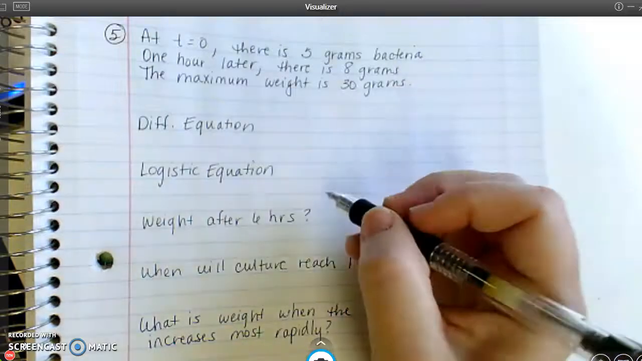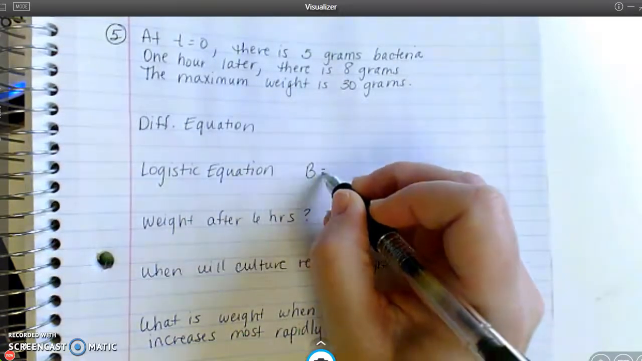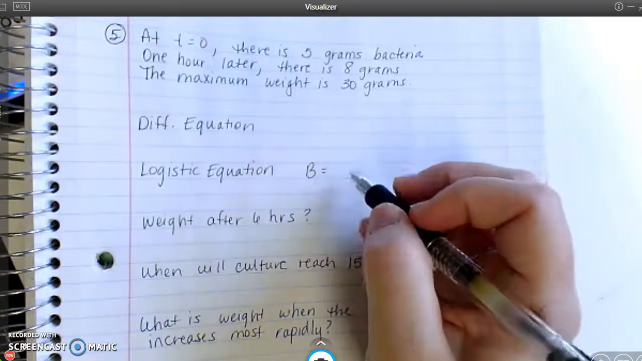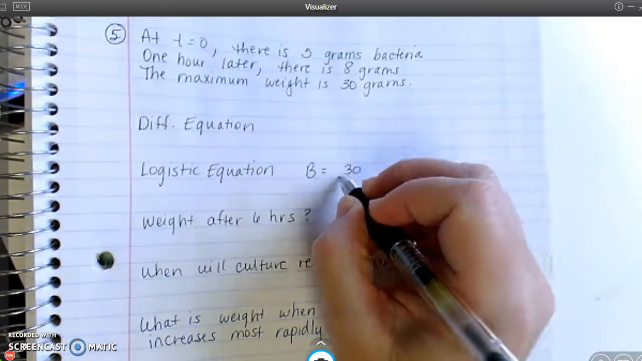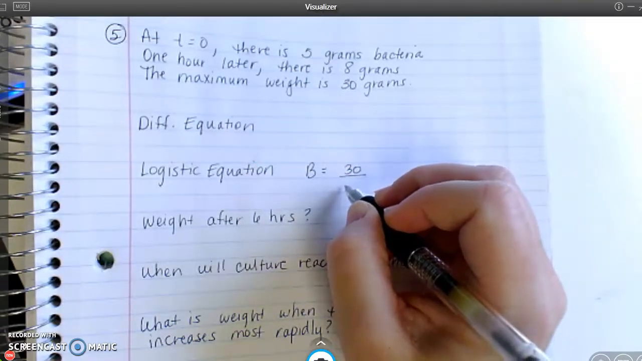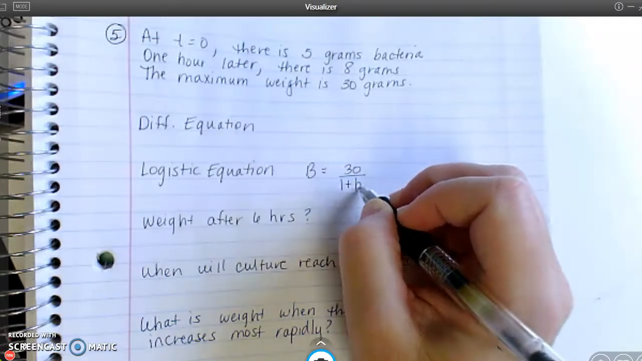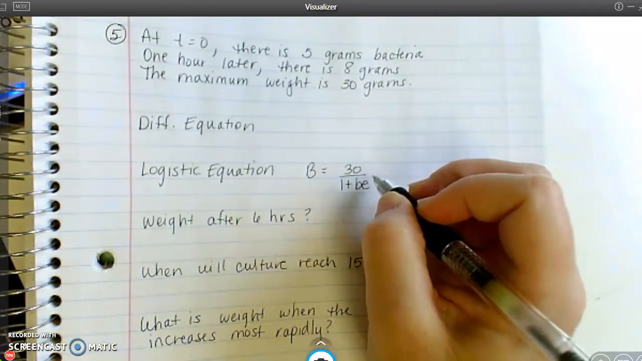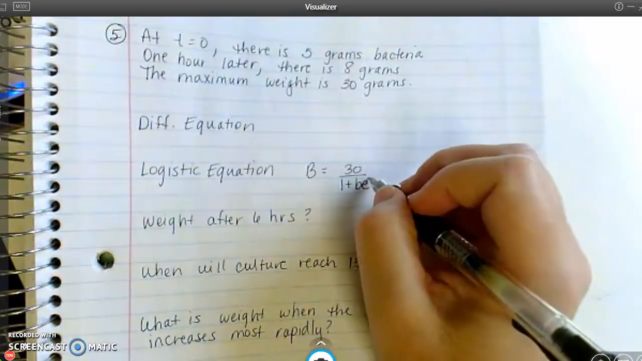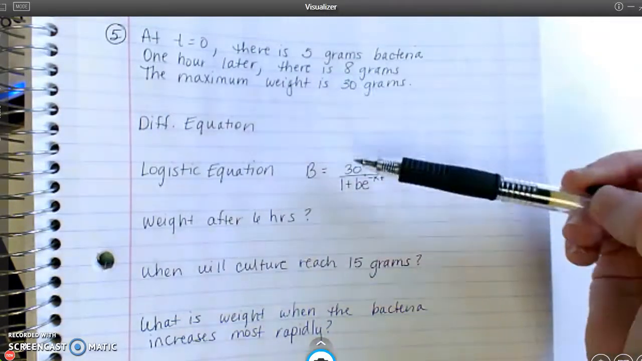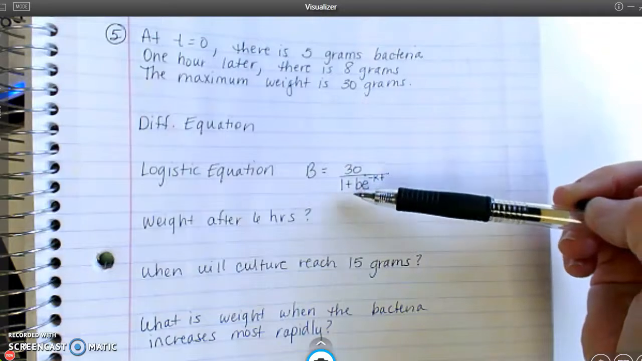So we're talking about bacteria, so I'm going to call it B. You can call it whatever you want to. We know that the maximum weight is 30, so that is L. In our equation, we know it's supposed to be L over 1 plus b e to the negative kt. And we're going to use information from this to find k and then to find b.